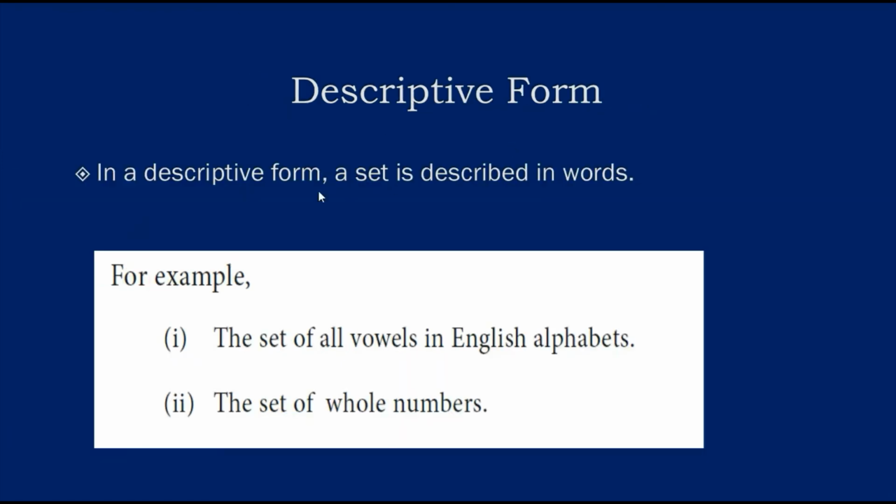Descriptive form. In a descriptive form, a set is described in words. For example, we can say the set of all vowels in English alphabets, the set of whole numbers. In both the examples, a set is described in words. So we say this as descriptive form.